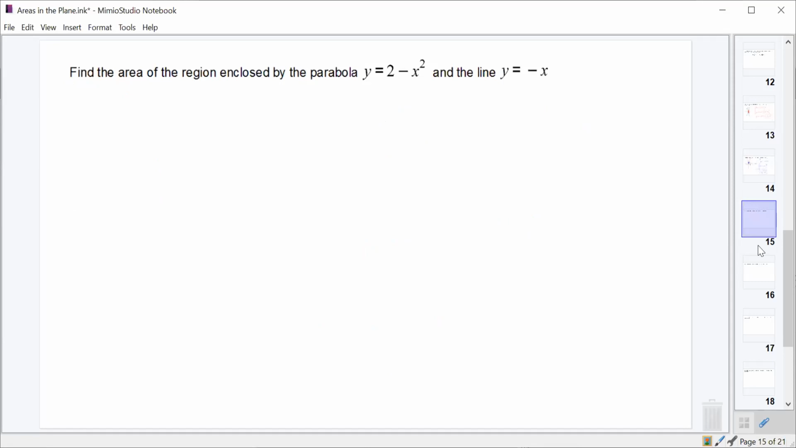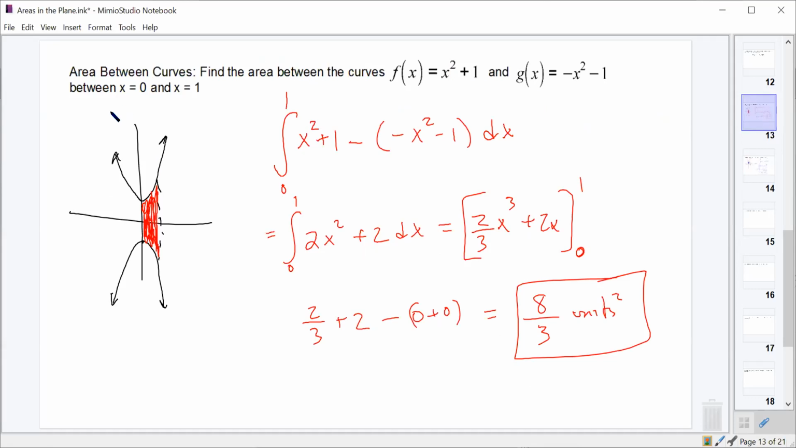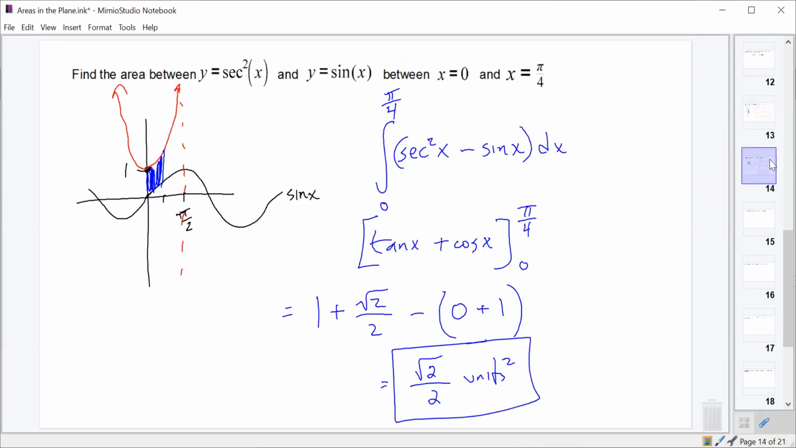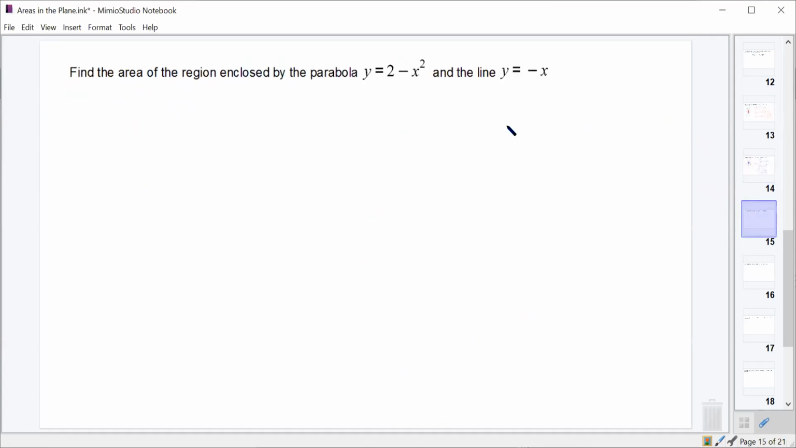There's like no set domain. Yeah, there's no domain values, right? This one said x equals 0 and x equals 1. This one said x equals 0 and x equals pi over 4. Well, this one just says find the area of the region enclosed. So what we need to do is figure out what that region looks like.